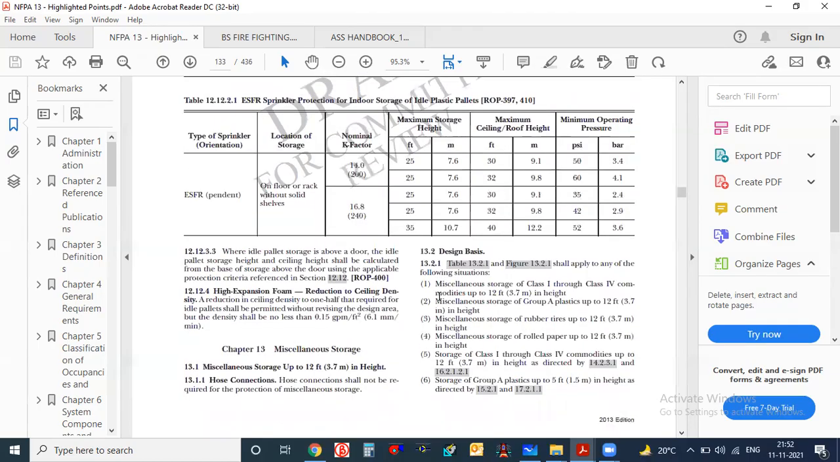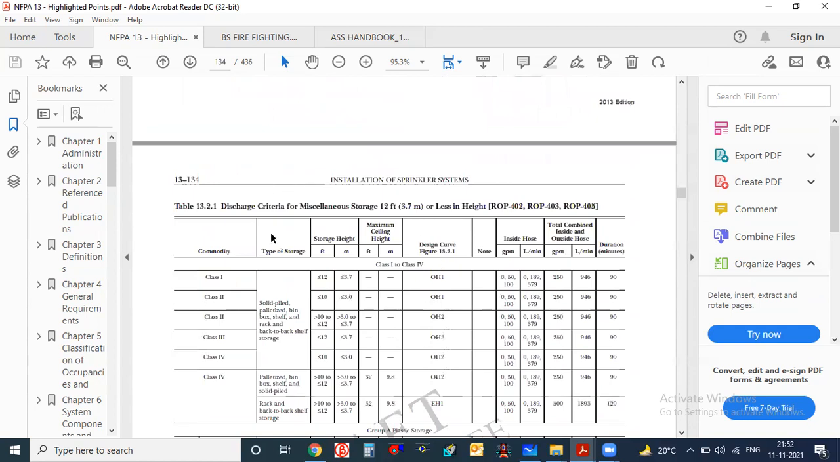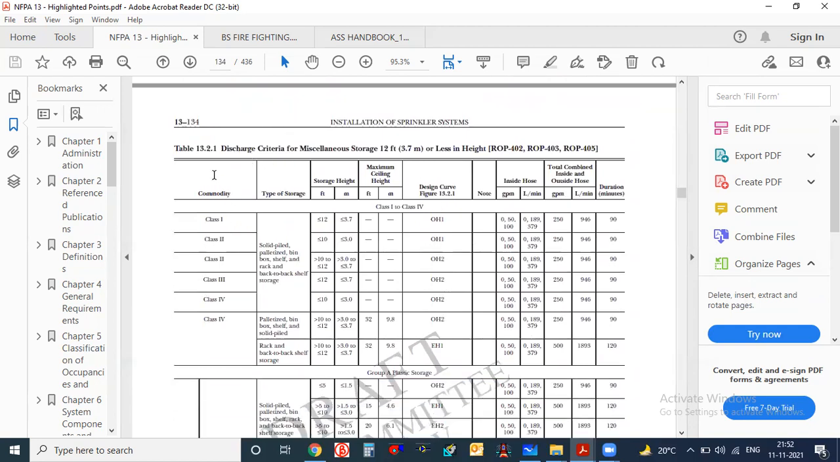Now here they have given something. Okay, some table is given here. Let us try to understand by this table only. They have given some commodities, class 1, class 2, class 3, class 4, five types of storage. Okay, one minute. And here they have given some GPM. See here they have given the inside hose GPM and total outside hose GPM.